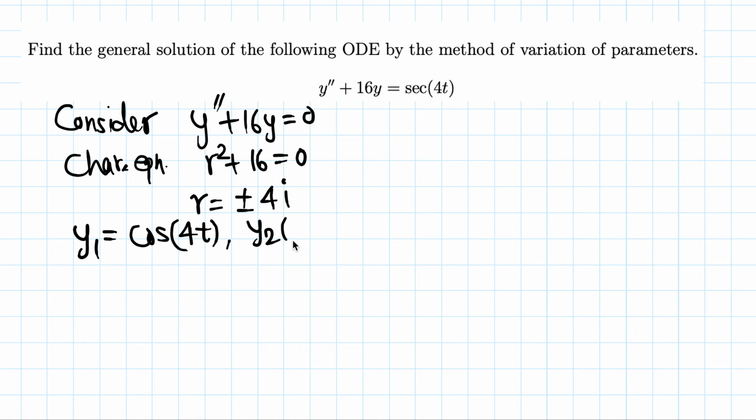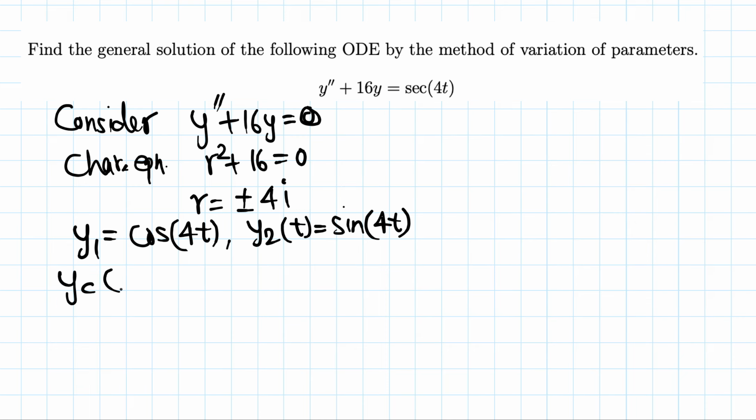And the second solution is sine 4t. These are the two solutions of this homogeneous equation. If we plug y1 in here, y1 double prime plus 16y1 will be 0, and the same thing holds for y2. From these two solutions we can write the complementary solution.